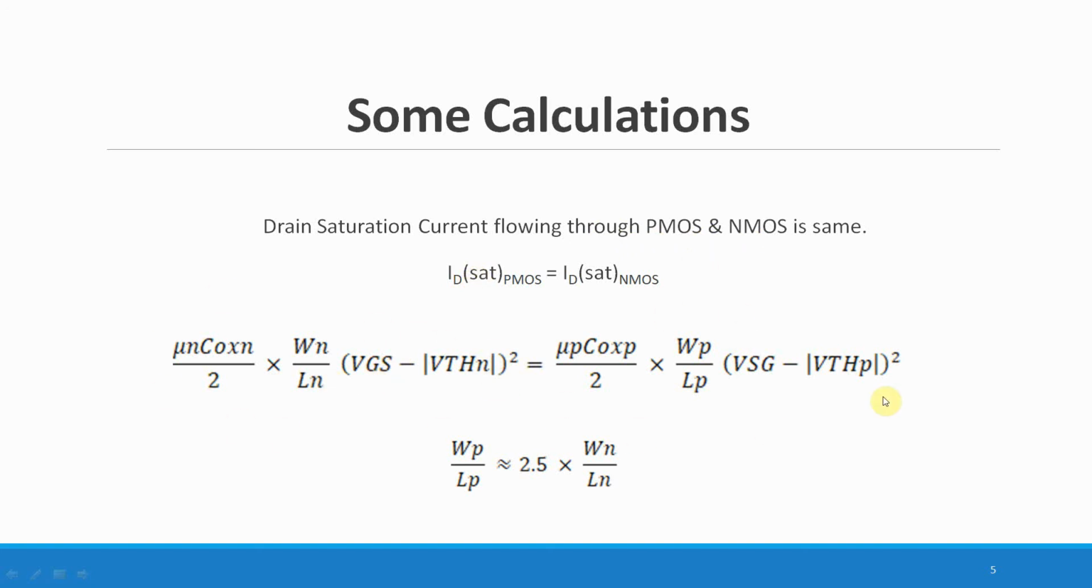I have written the equations for the PMOS drain saturation current and NMOS saturation current. We have to satisfy this condition, and by doing some calculations we get the final equation. The final condition is that the aspect ratio, the ratio of the width to the length of the transistor channel, of the PMOS transistor must be 2.5 times greater than the aspect ratio of the NMOS, so that this condition is satisfied and the current flowing through the transistors remains the same.